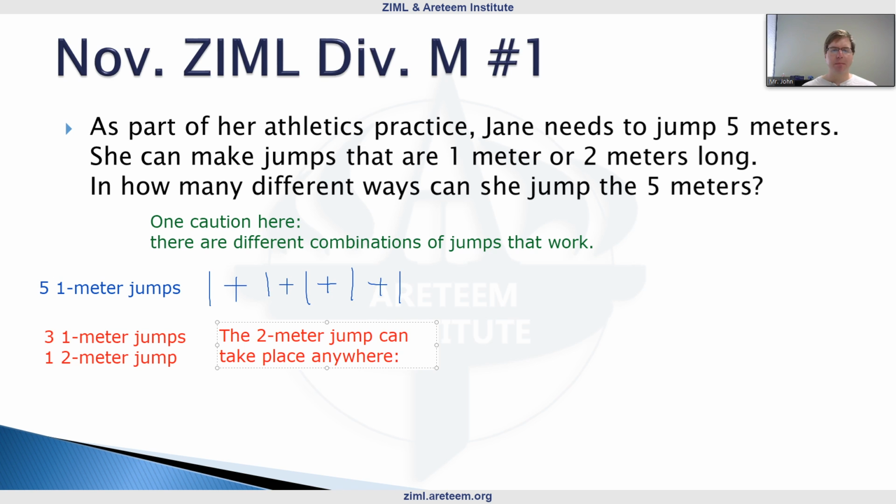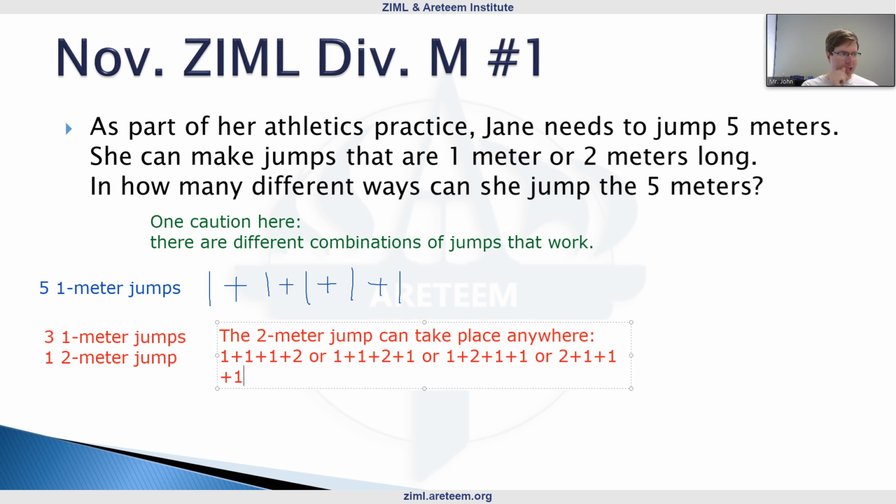What do I mean by that? We have different possibilities. We could have 1 plus 1 plus 1 plus 2, or 1 plus 1 plus 2 plus 1, or 1 plus 2 plus 1 plus 1, or 2 plus 1 plus 1 plus 1. Since this is the basic problem, it's easiest to list them out like that, especially for explanation purposes. And we have the same kind of thing for the last case.